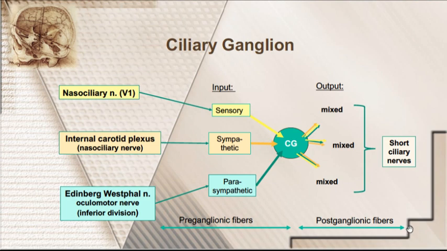That is why we generally talk about the parasympathetic input and output. The postganglionic branches are all mixed, but they include the postganglionic parasympathetic fibers. The outflow of the ciliary ganglion is represented by 15-20 short ciliary nerves, which pierce the sclera and supply the sphincter pupillae and ciliary muscles.